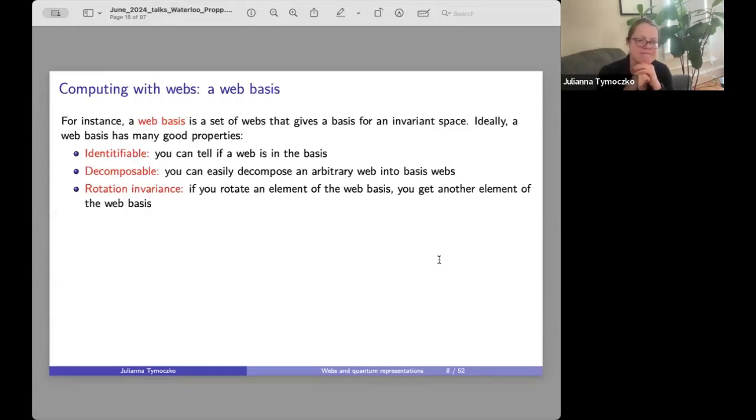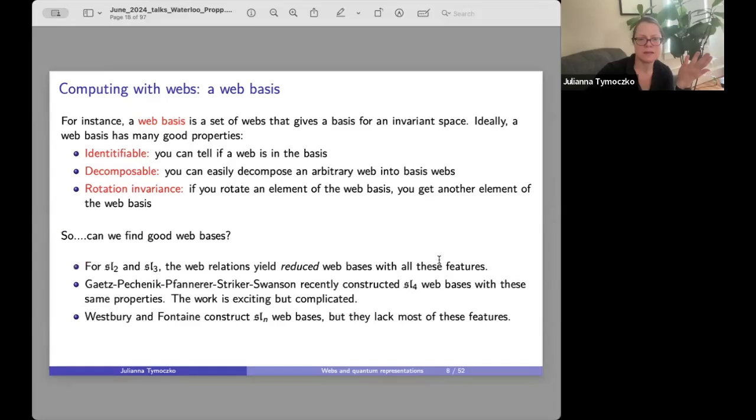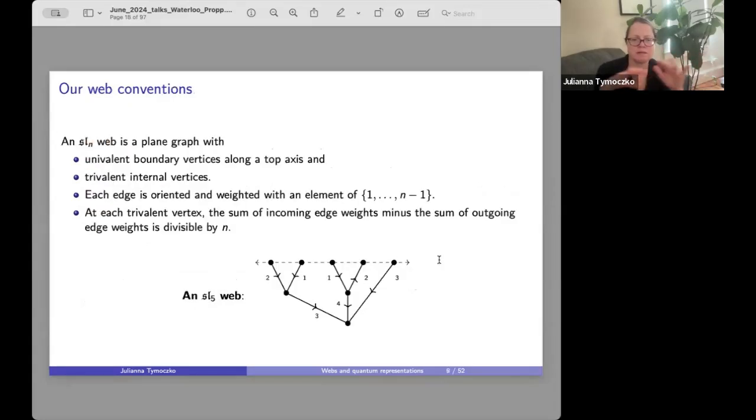Because of time, I'm going to skim through this and just try to say some concrete things about what I would understand a web as. So first, it is a plane graph. I've got a planar graph, I've embedded it. I'm going to be thinking about my webs as invariant vectors rather than functions. So I've got one boundary, and that is going to look like I've got an axis, and I've got univalent vertices along this axis on the boundary.